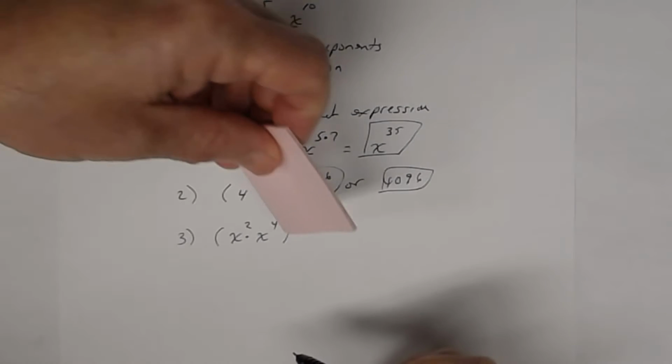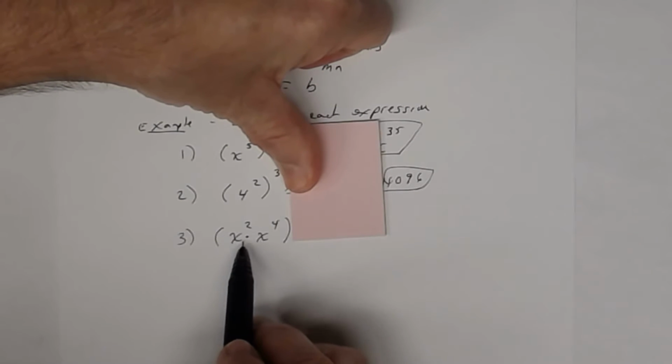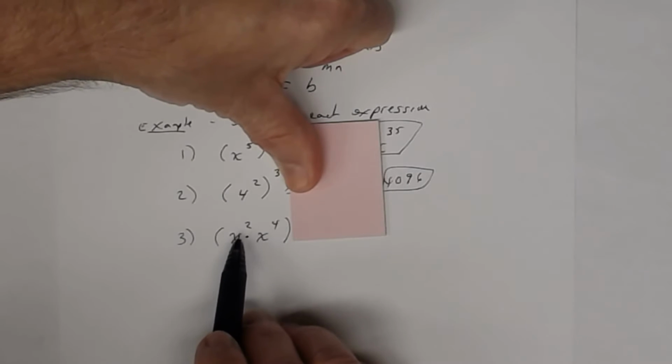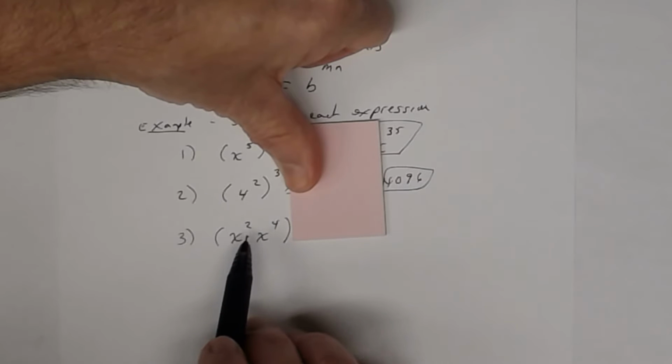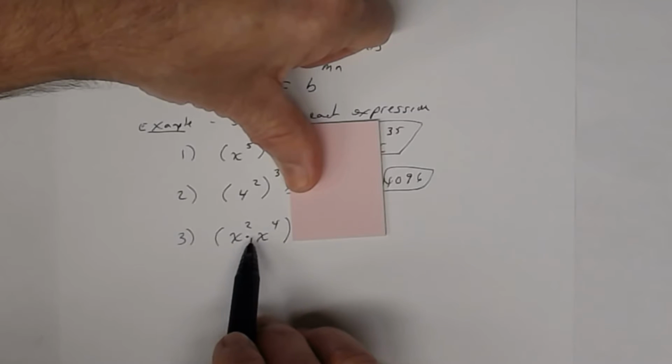So if I were to cover this part up, you learned something in a previous lesson. When you multiply like bases, what do you do with those exponents? You add them up, right? So that's the product rule for exponents. When you multiply like bases, you add exponents. So x to the second power, or x squared, times x to the fourth power is x to what power?